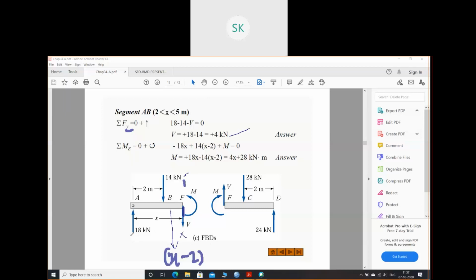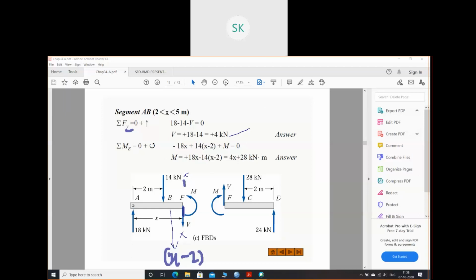Moment about this section XX. I have one force into distance, 18 into x, minus, because anti-clockwise is considered positive, so this one is clockwise. So minus 18x. Then 14 into what? How much is the distance? x minus 2. So 14 into x minus 2. This is anti-clockwise, that's positive. Plus this moment M, also anti-clockwise. So I found the moment equation: 4x plus 28.